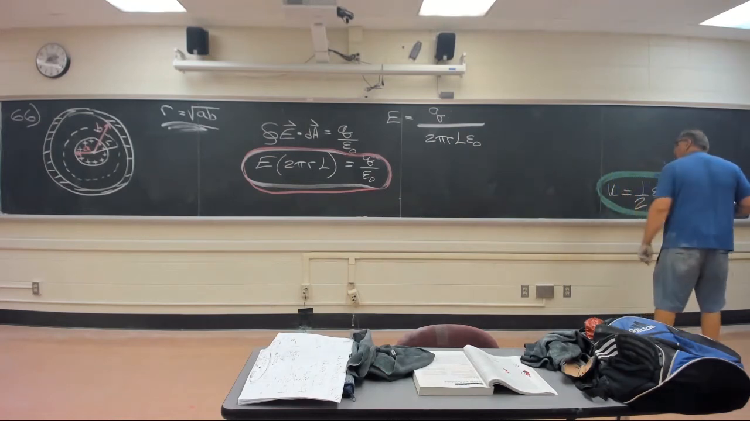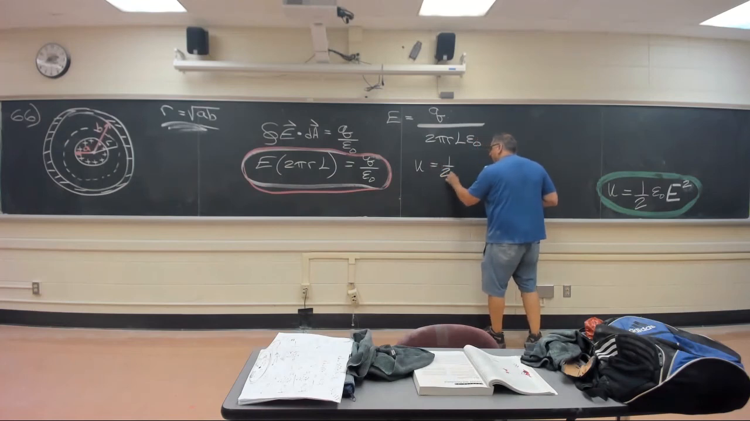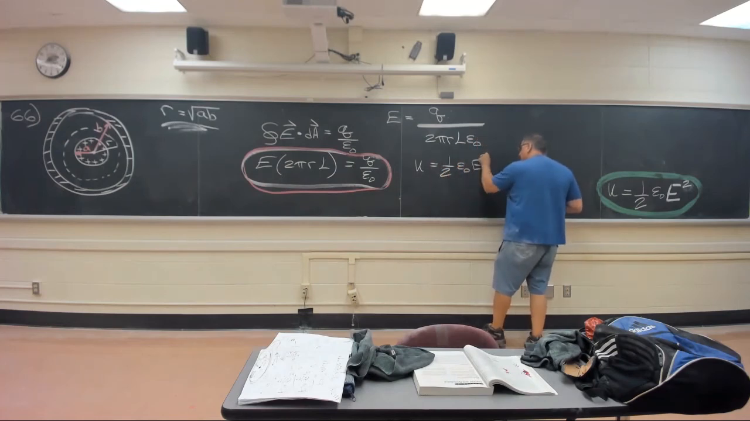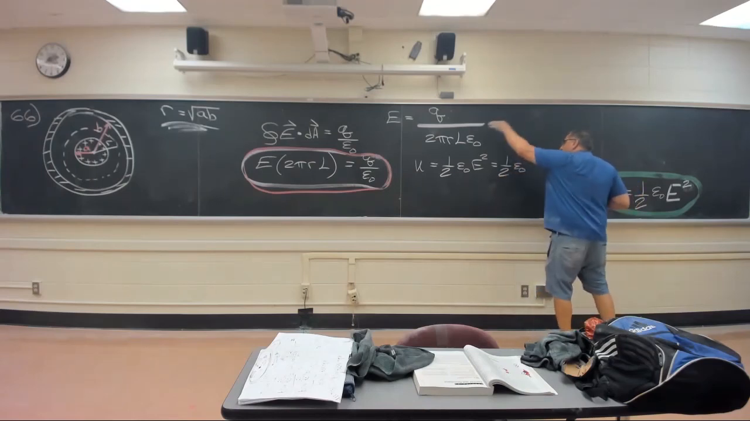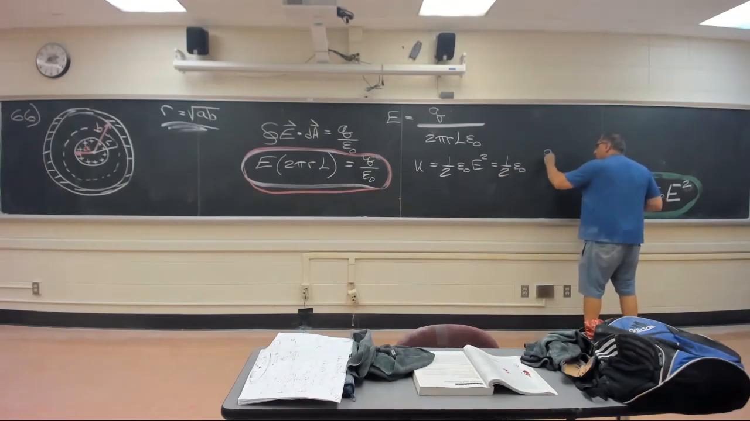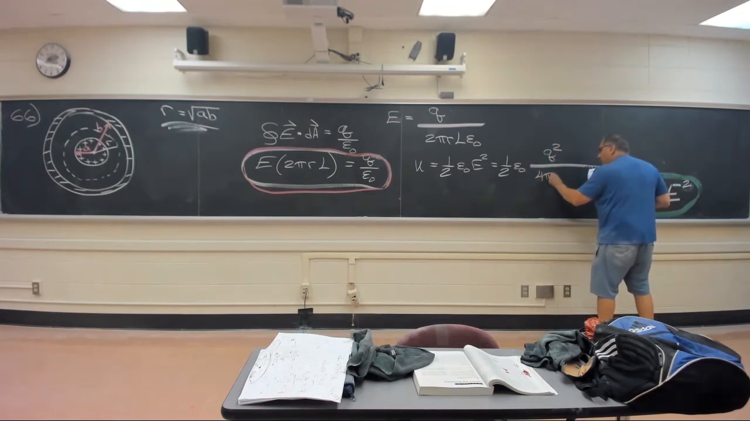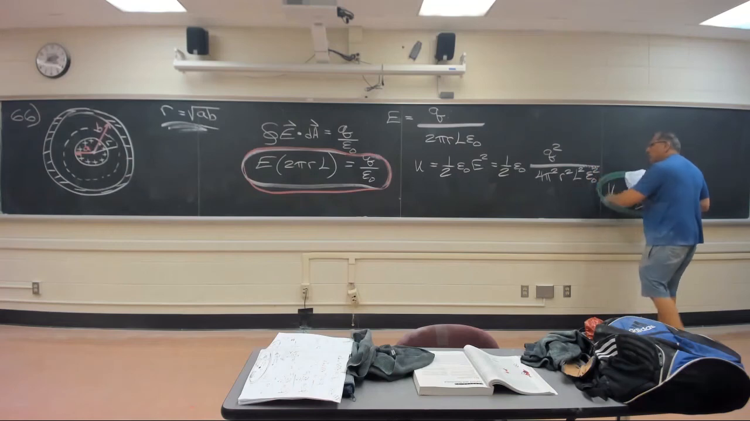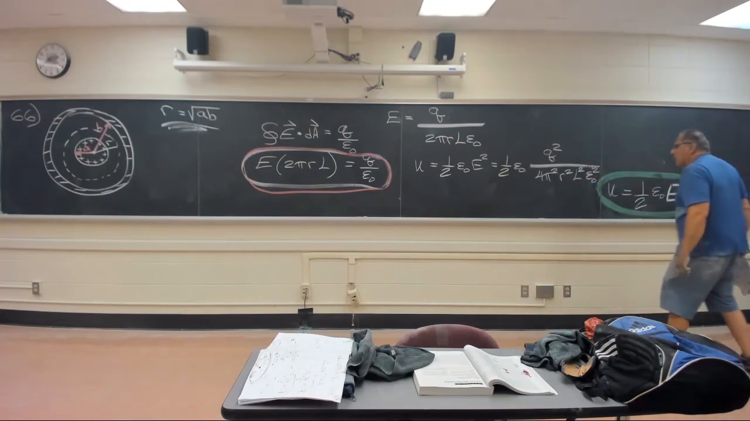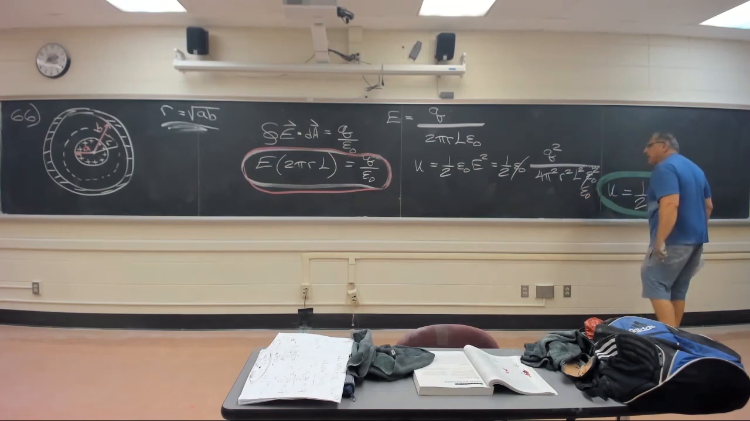Do something here then. Small u is 1/2 epsilon naught E squared. Is 1/2 epsilon naught, there's your E, square it, Q squared over 4 pi squared r squared L squared epsilon naught squared. The epsilon naught and the epsilon naught squared cancel, and you've got this.